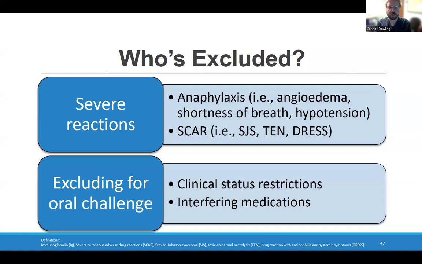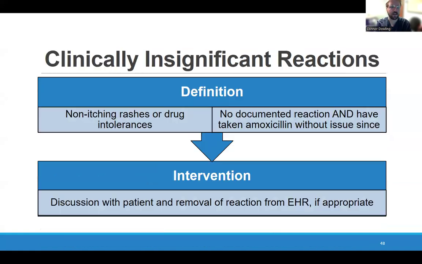So as I mentioned, there are two different types of reactions that this process identifies: clinically insignificant and low risk reactions. And we're just going to start by talking about our clinically insignificant reactions. These are reactions that are defined as non-itching rashes or drug intolerances. They're also not going to have a documented reaction and have taken amoxicillin without issue since. So this doesn't have to be a non-itching rash or drug intolerance and the documented reaction. This is either or.